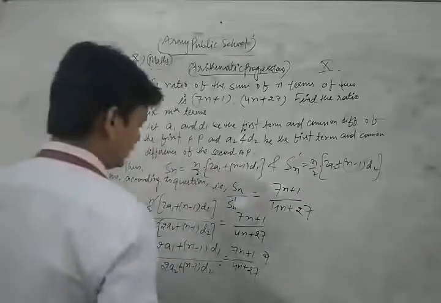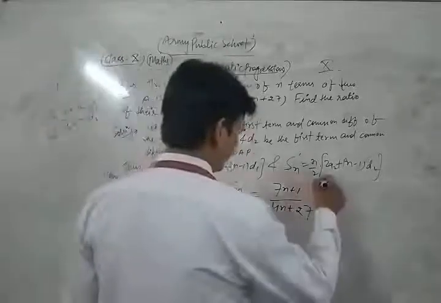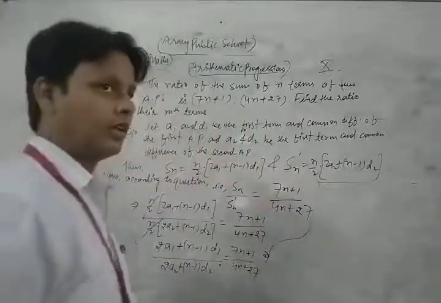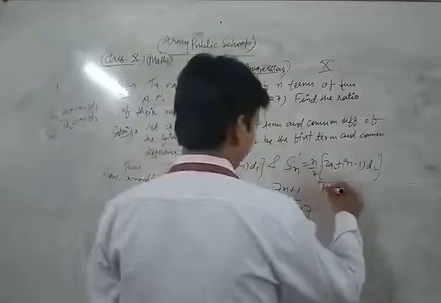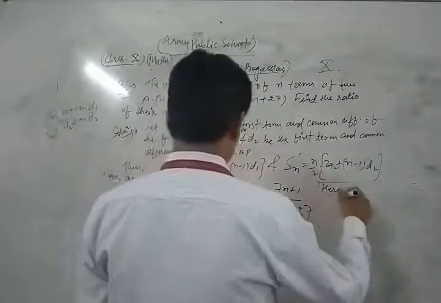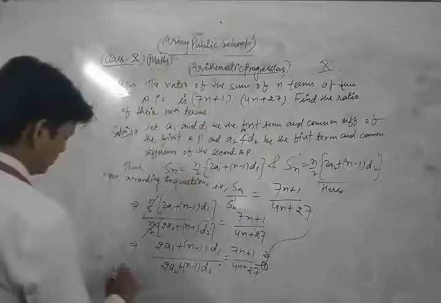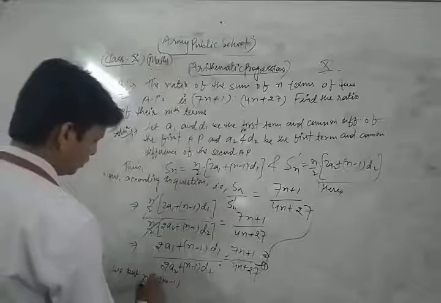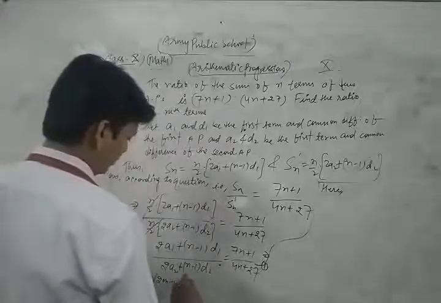Now let's see, dear students, here take equation number 1. Here we put n is equal to 2m minus 1 in equation 1.